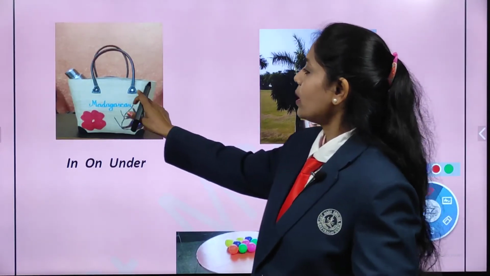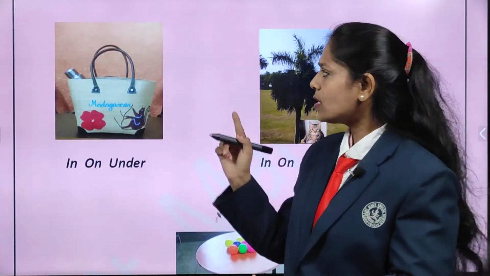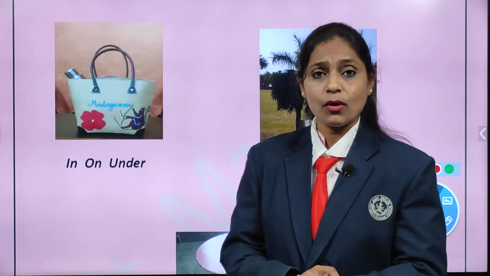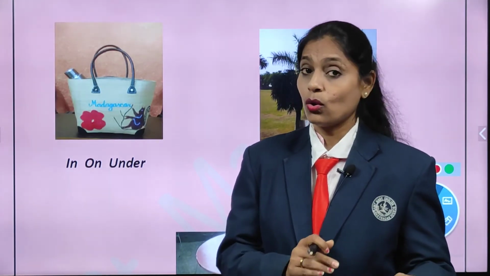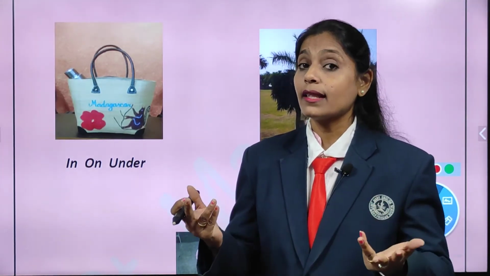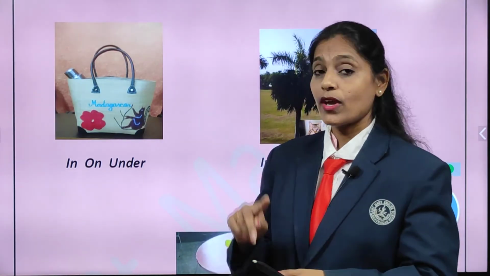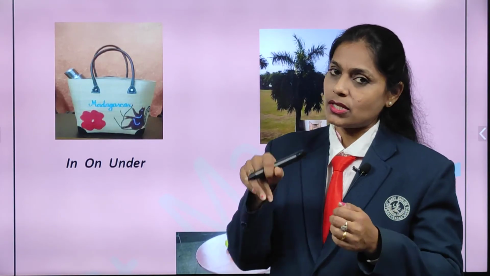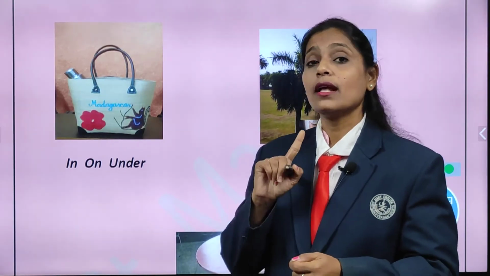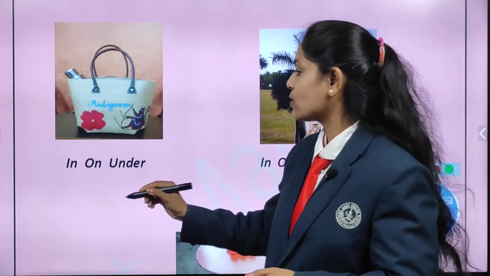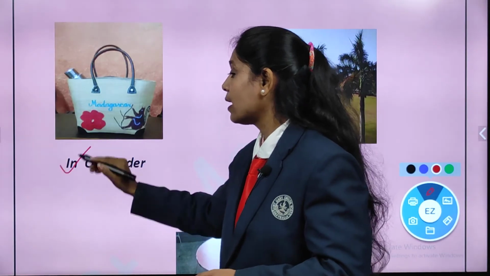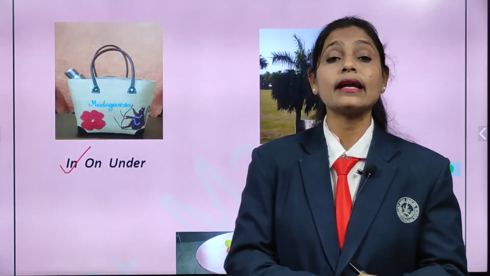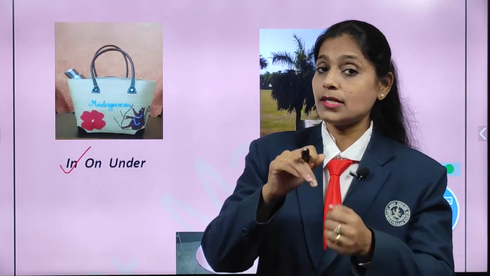Okay, now here is a bag and can you see the bottle? Where is the bottle? Is it outside, children? No, it is inside, inside the bag. So what are we going to use? The bottle is in the bag because it is inside. So we are going to say the bottle is in the bag. So what are we going to tick, children? Yes, we are going to tick in because the bottle is in.